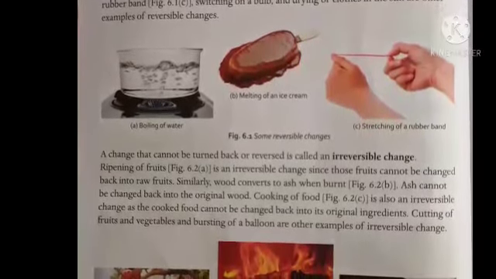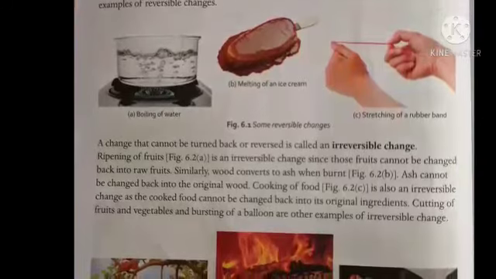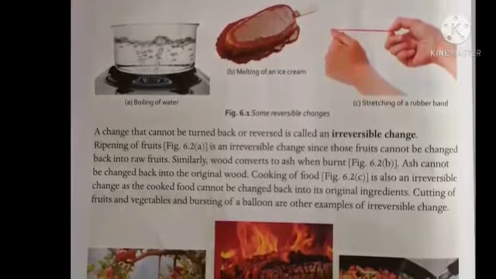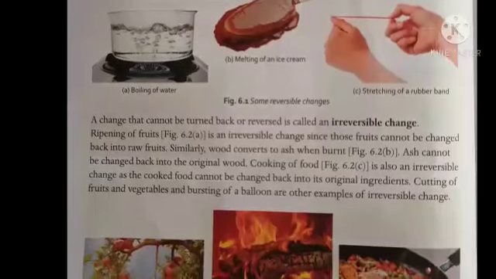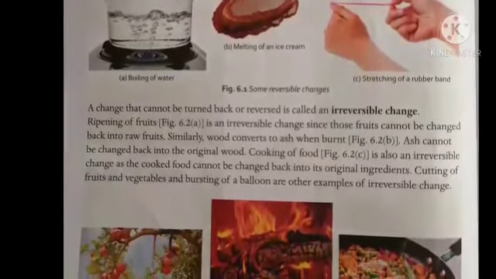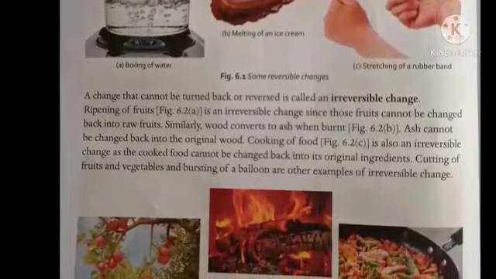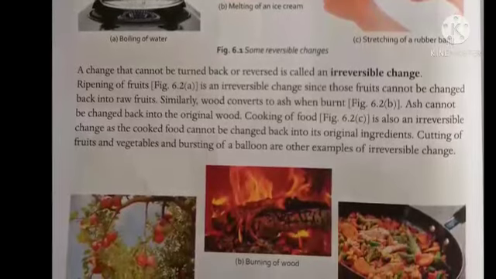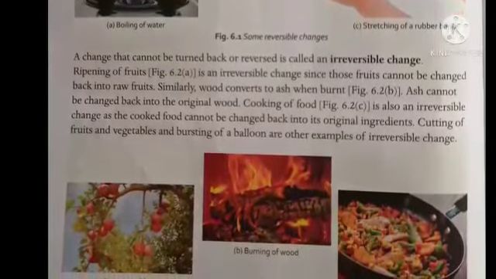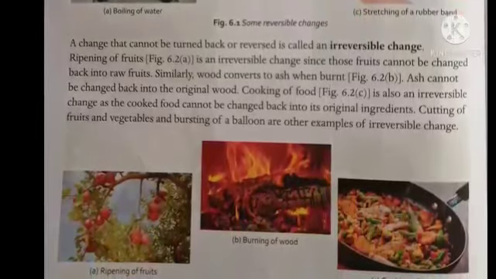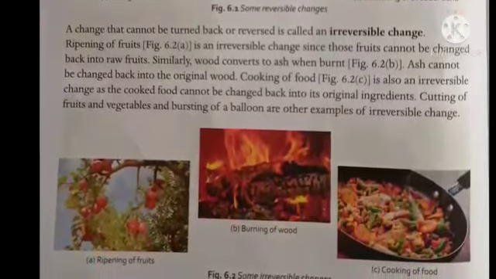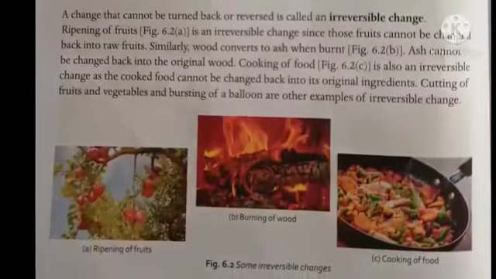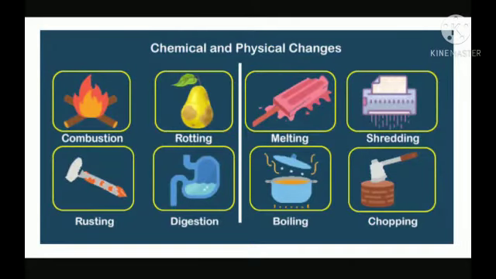For example, ripening of fruits is an irreversible change because it is not possible to get back the raw fruits from ripened or matured ones. Another example of irreversible change is cooking of food. Cooking of food is an irreversible change because we cannot get back the ingredients in their original form after cooking them. Now students, the changes around us can also be classified as physical changes and chemical changes.